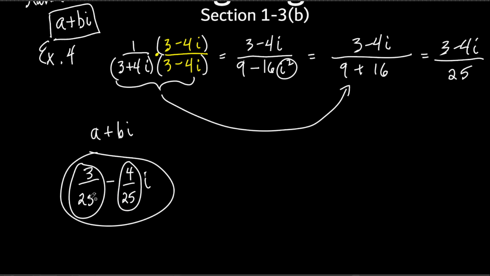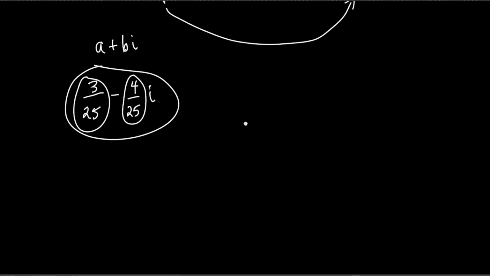So the A is the real part. It's 3 over 25. The B, 4 over 25 i, that's the imaginary part, okay? But that's your B right there. Does that make sense? So that whole fraction is the A, that whole fraction is the B. All right, let's do another one. They ramp up the complexity just a little bit, but it's the same idea of what we've done.